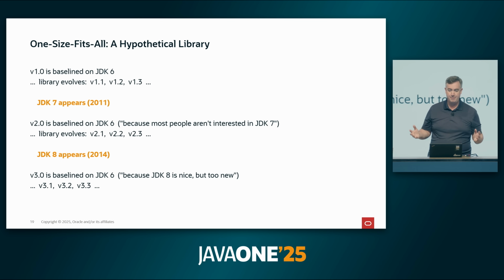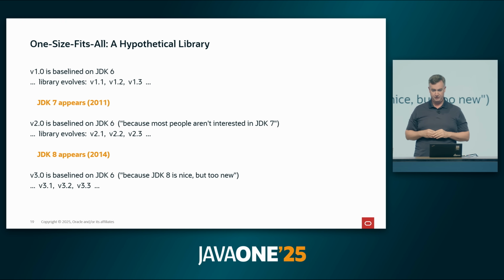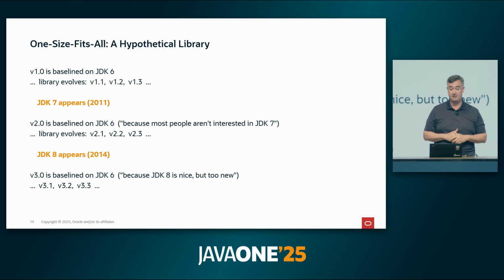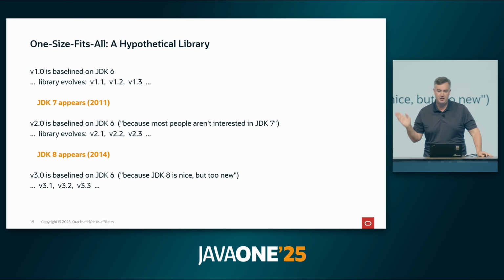So there's a library, version 1. This is not meant to be any specific library. This is just seeing how these things roll. It's the early to mid-2000s. It's baselined on JDK 6, and the library evolves. A new JDK appears a few years later, and a new version of the library appears. And this question comes up, should we baseline on JDK 6? No, people aren't interested in 7. It only came out last year. Let's keep baselining on 6.